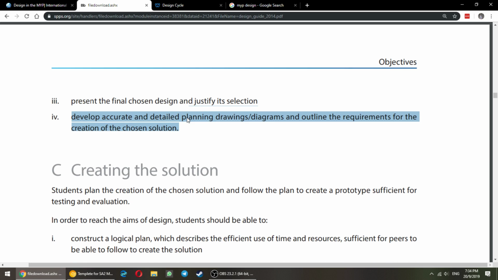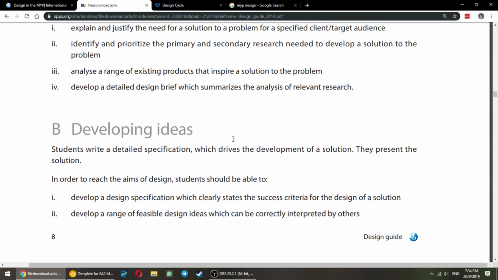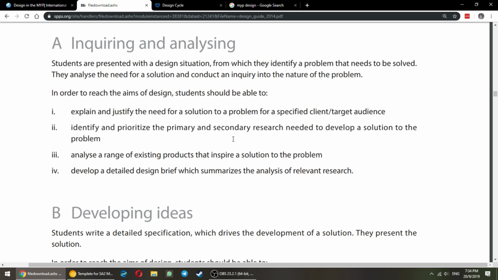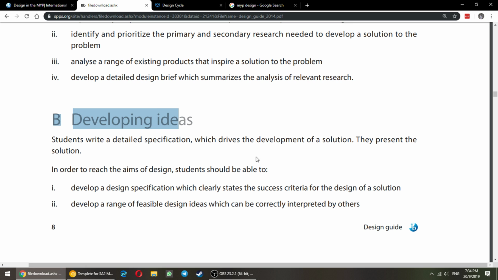So we'll keep criterion C and D for the next video, but let's now go into how to write our report for criterion A, inquiry and analysis, and how to write our report for criterion B, developing ideas.